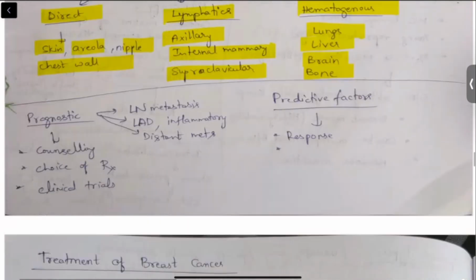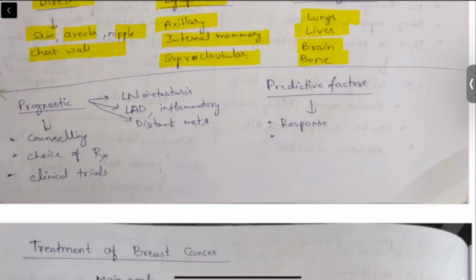So what are the prognostic factors that determine the treatment for breast cancer? That can be lymph node metastasis. If the breast cancer has metastasized to axillary, internal mammary and supraclavicular lymph nodes, prognosis is poor. If it is limited to one or two groups of lymph nodes, then prognosis is good. Similarly, if it is inflammatory, again poor prognosis, because it is a triple negative breast cancer. If there is distant metastasis, poor prognosis.